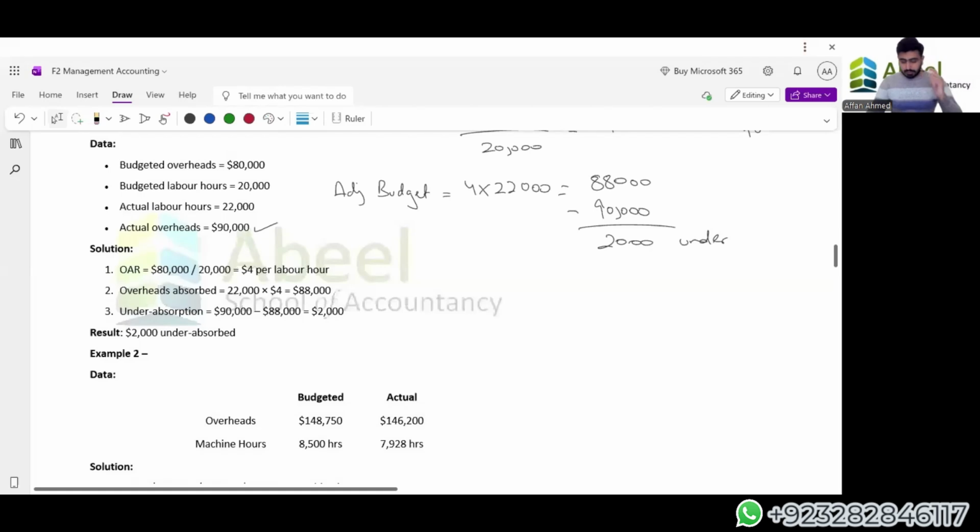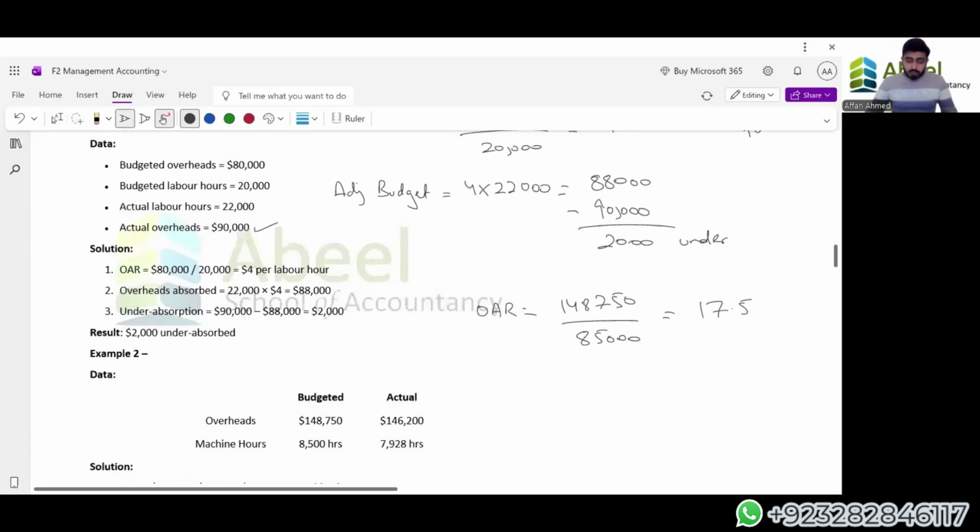Okay, now let's solve it together. I believe that you have done it and you have done it absolutely correct. Now let's see. We have the budgeted positions again, and we have been given the machine hours this time. So OAR will be 148,750 divided by my 85,000, that is machine hours. And in this position, my OAR will be 17.5.